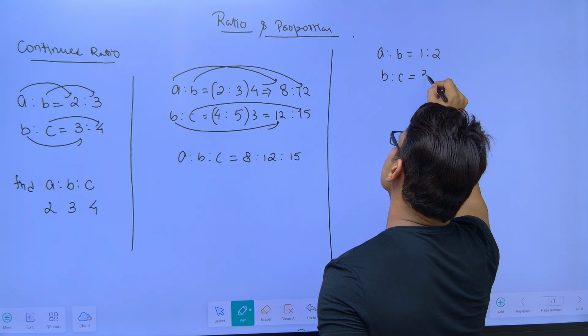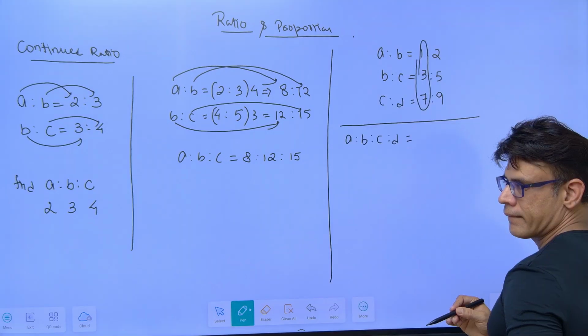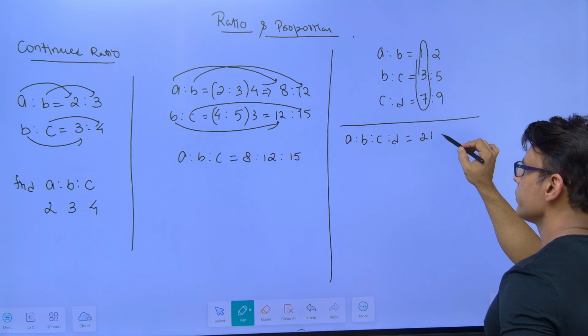Multiply all the first three values: 1 into 3 into 7. What is it? Write 21 here. Second place not known, third place not known. And to find the value of D, multiply all the last values. What is 5 twos? 10. 10 into 9 is 90, right? So that will give you directly the value of D.